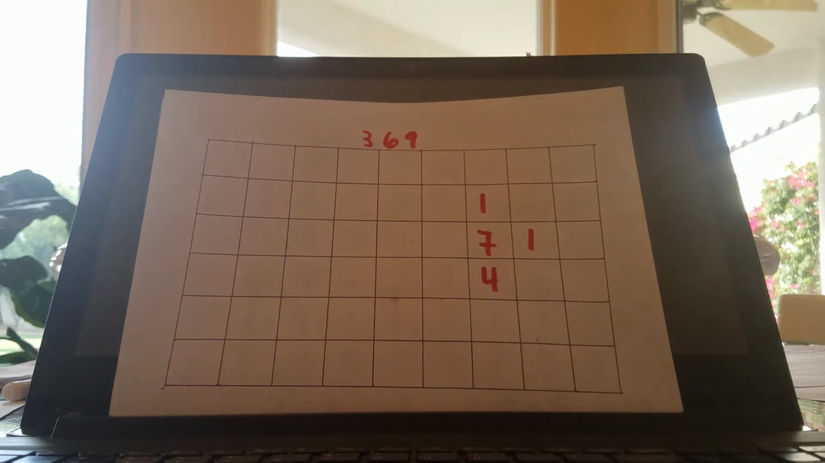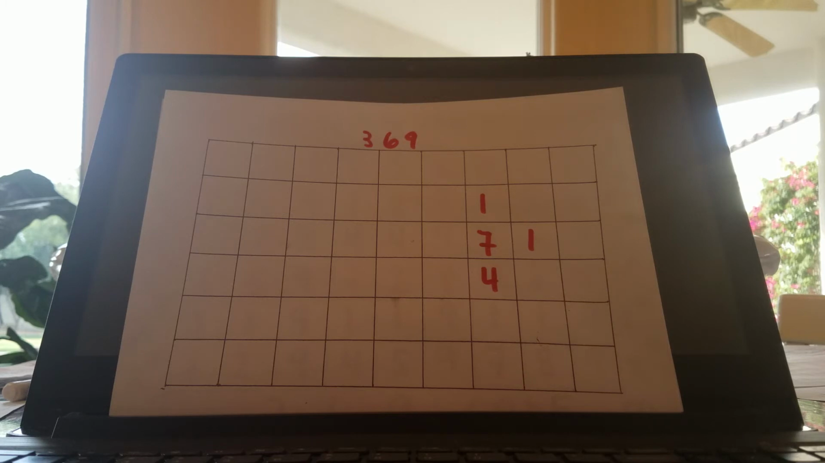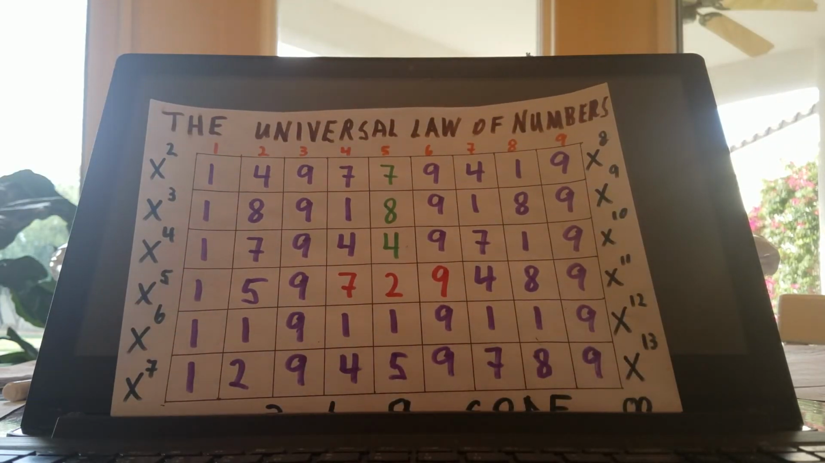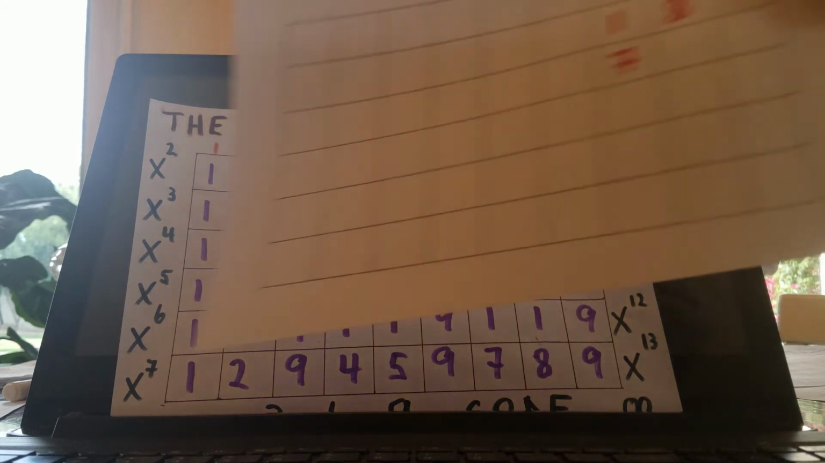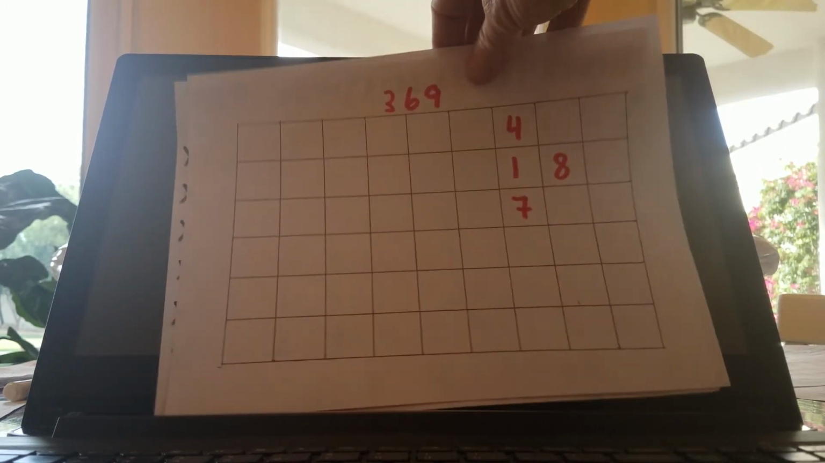Seven and 1 and 4 is a 3. 4 and 1 and 1 is a 6. And 7 and 1 and 1 is a 9. And the reason I'm doing this is I'm trying to introduce you to this concept.